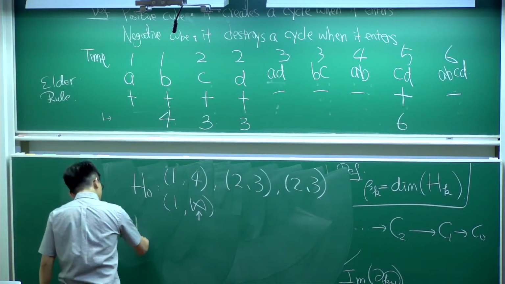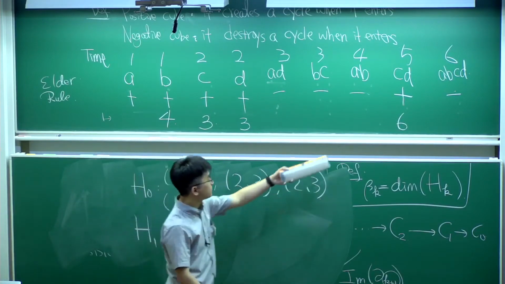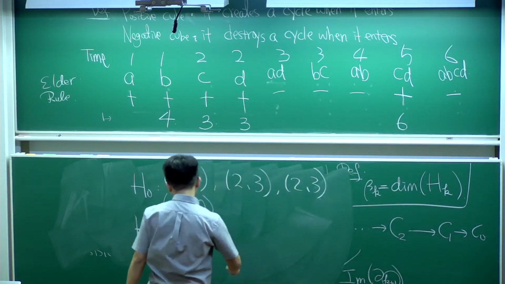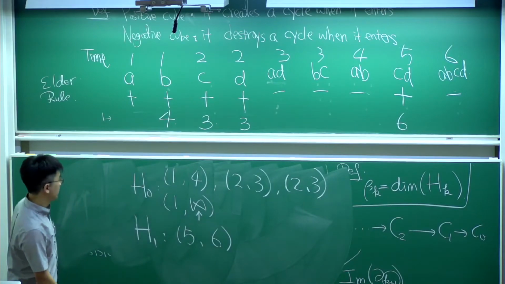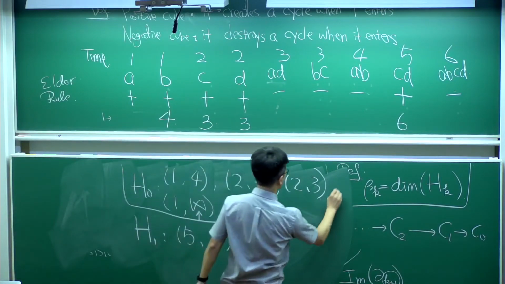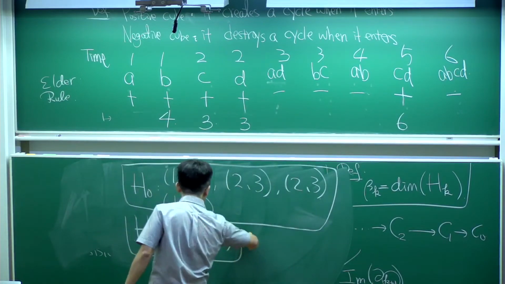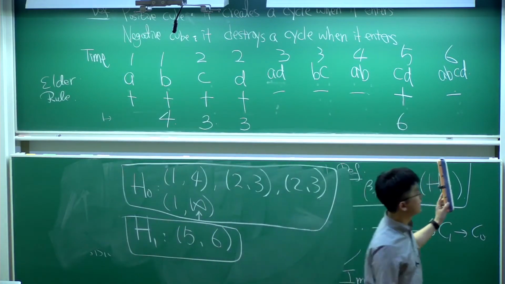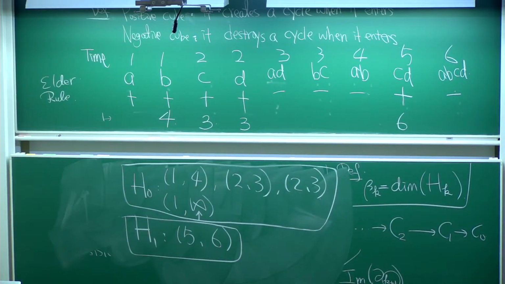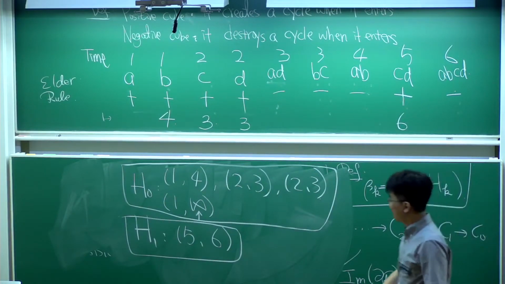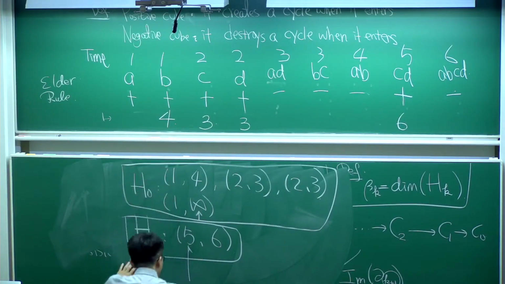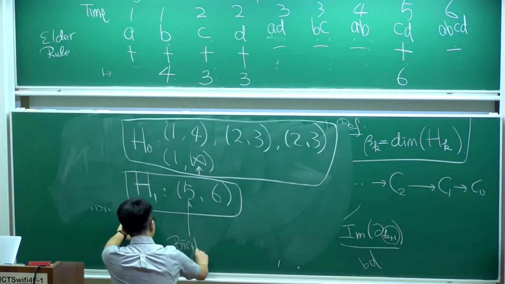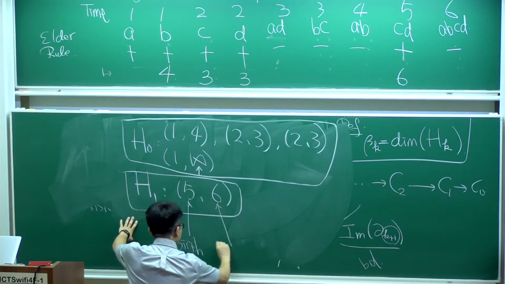Okay. And then we have another piece of information. It's about H1. This guy. So it's born at 5 and dies at 6. Right. So this is the persistent diagram. Those pairs of numbers record all of the information about this process. Good. Very good. And the first coordinate, we like to give it a name. This is called the birth coordinate. The second coordinate is called the death coordinate.